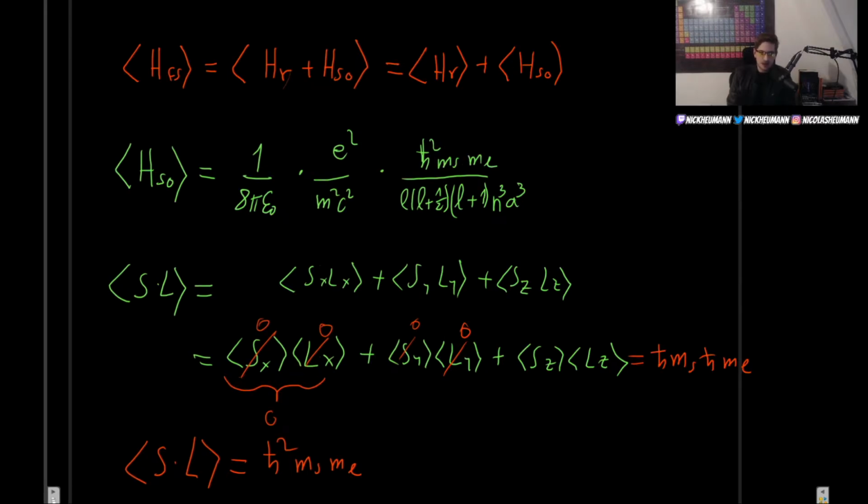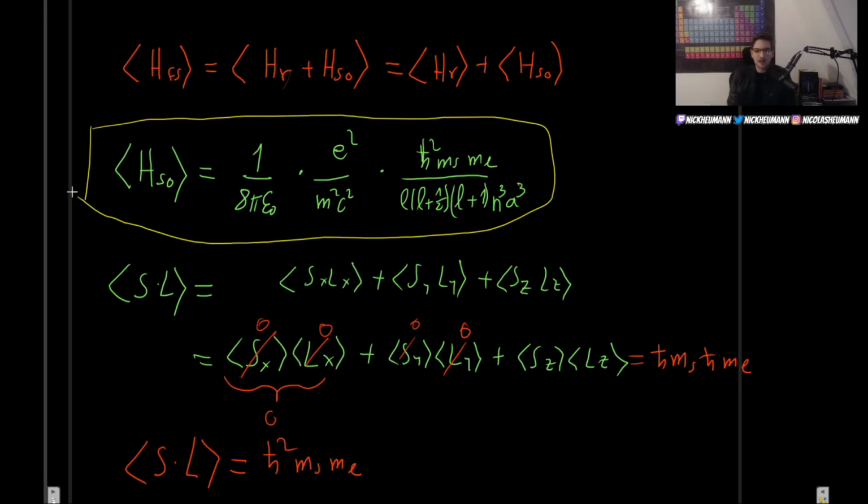All right, so this is the Hamiltonian for the spin-orbit coupling. And of course, this is the energy, sorry, the expectation value of the Hamiltonian. And we already had the relativistic part, which we found before. So now let's put all of it together.